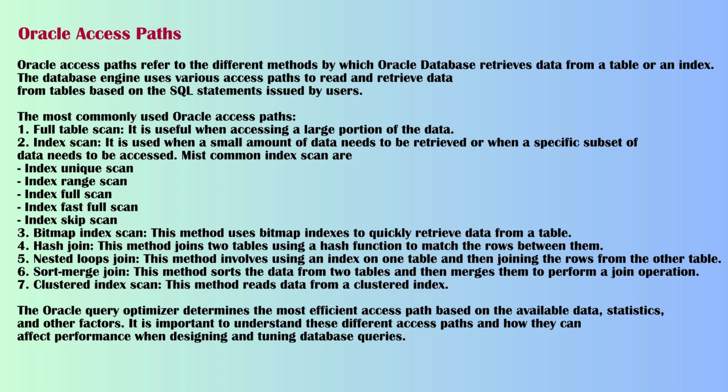Oracle hash joins is a type of join operation used in Oracle database systems to combine data from two or more tables. In a hash join, the Oracle database system partitions the data into smaller chunks based on a hash function and then performs the join operation on those smaller partitions. Here are the basic steps in a hash join operation.